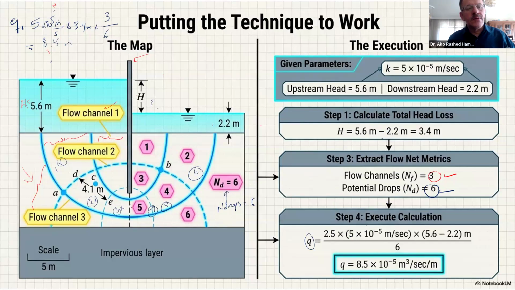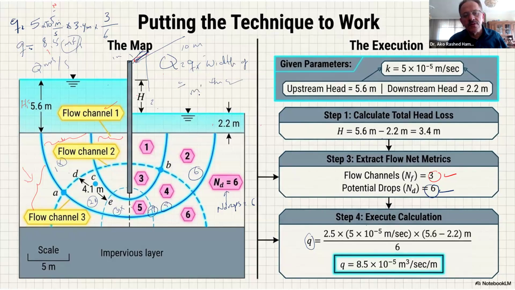The unit is meter times meter per second, so it becomes meter squared per second. Of course, Q is already meter cubed per second, so it is meter squared because it's for only 1 meter of the sheet pile. If the sheet pile were 10 meters, then the capital Q would be the small q multiplied by the width of the sheet pile, giving meter cubed per second.